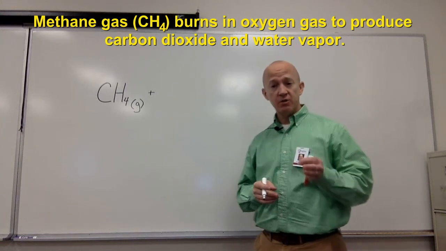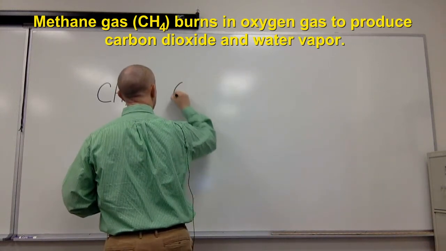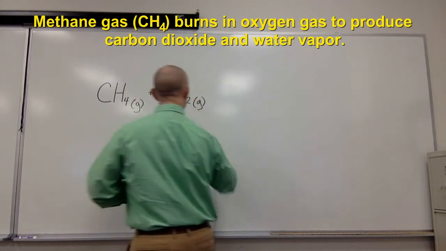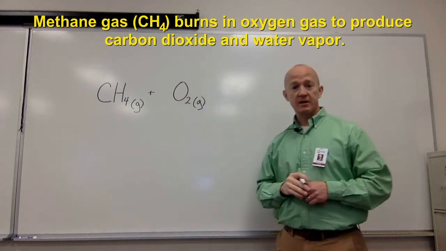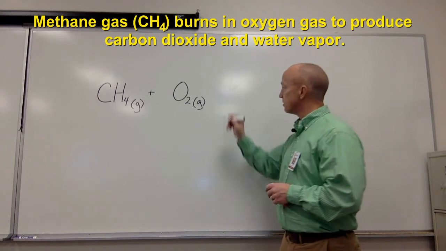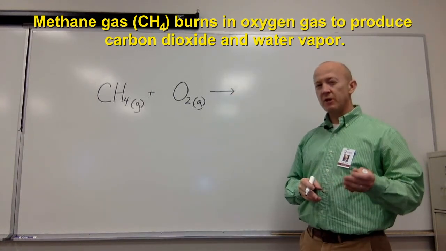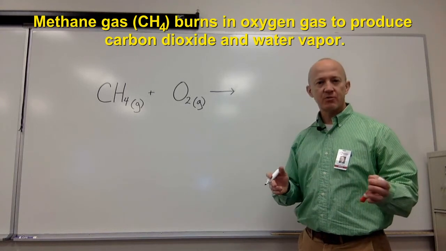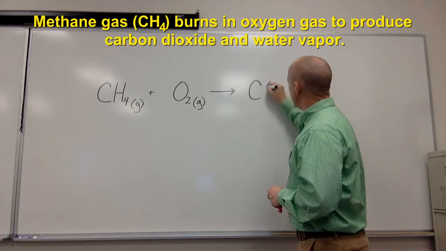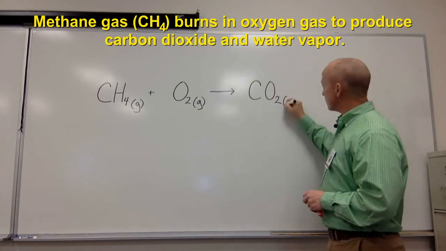Right, O2. It's a diatomic molecule. So therefore, O2, and I write a lowercase g to indicate that it's a gas. It says that those 2 reactants produce, so there's my arrow, carbon dioxide. What form is carbon dioxide usually found? It's a gas, right? Carbon dioxide, which is also a gas.